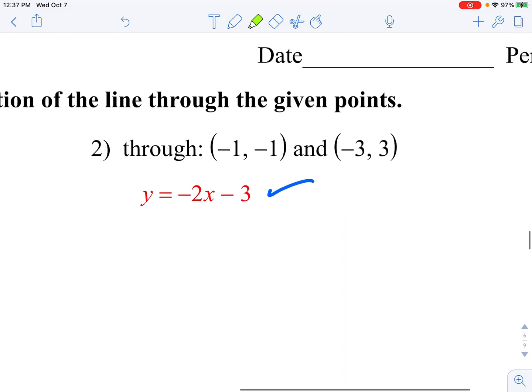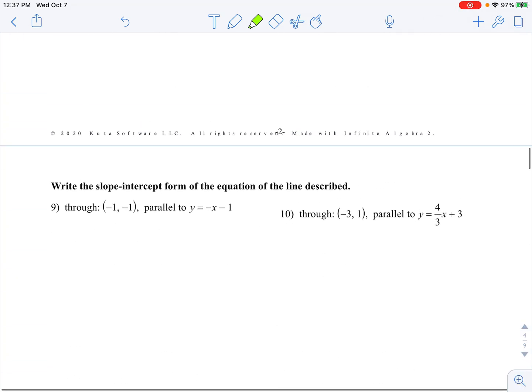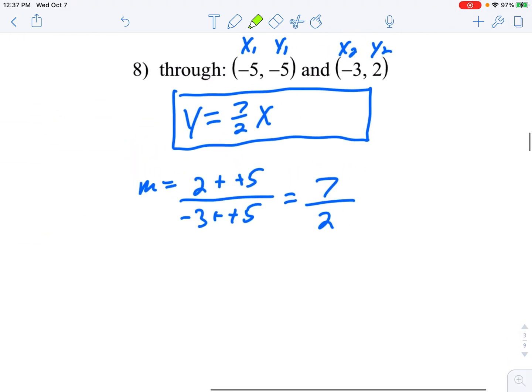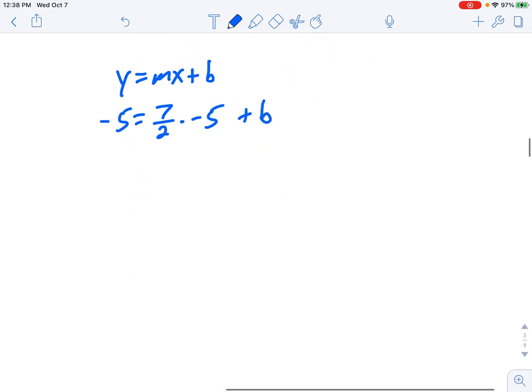So nothing to panic or freak out about. Where am I? I'm scrolling. There. Okay, so now we need to calculate b. Y equals mx plus b. Y is -5. M we just figured out is 7/2. X is -5 plus b. So we need to work this out. -5 equals 7/2 times -5.